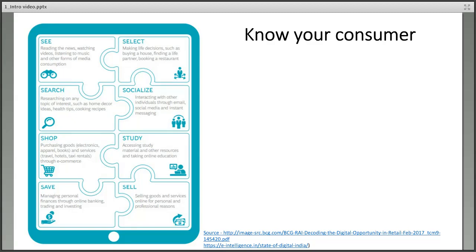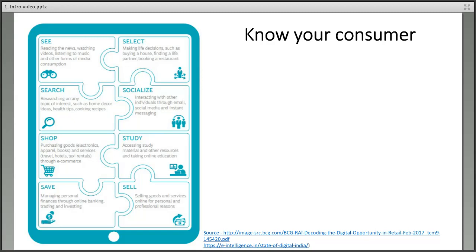offering through e-commerce. Apart from that, there is also a chunk of consumers who come online to save because they want to try out personal finances like online banking, e-banking, wherein trading and financing happens online. Also, there are consumers who want to select, that is, they want to make life decisions such as buying a house, finding a partner, or booking a restaurant, and for which they come online.